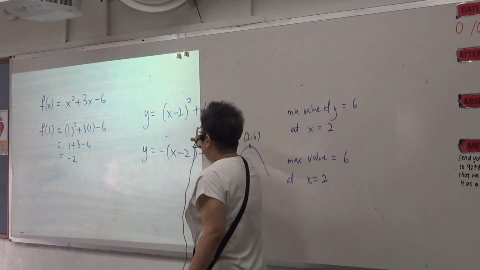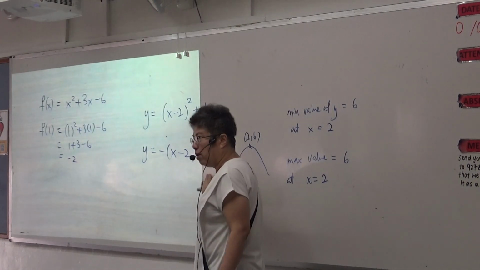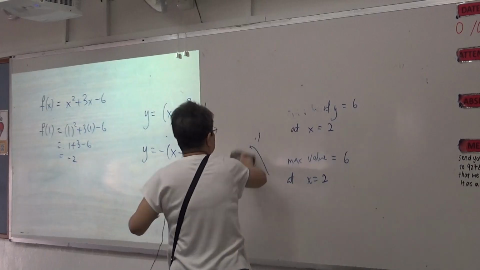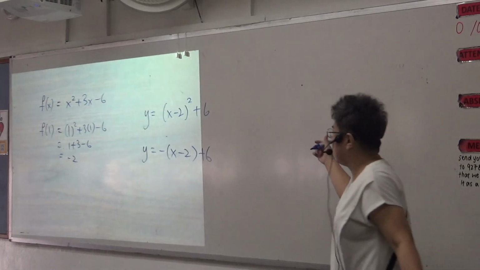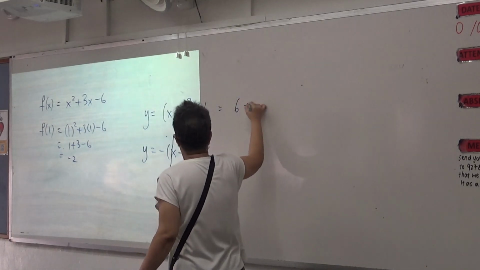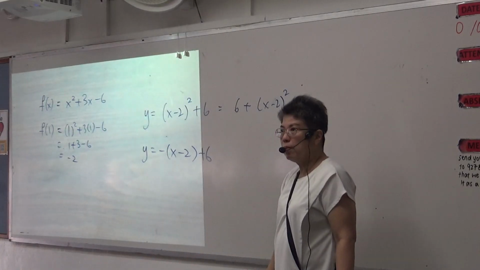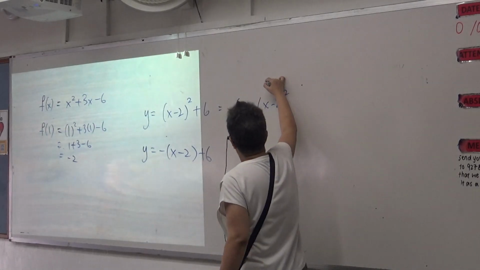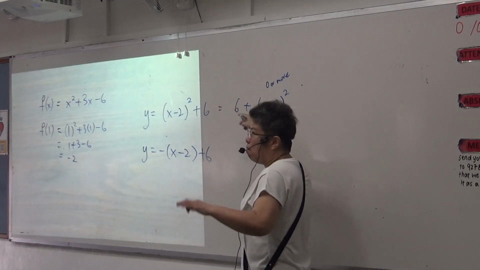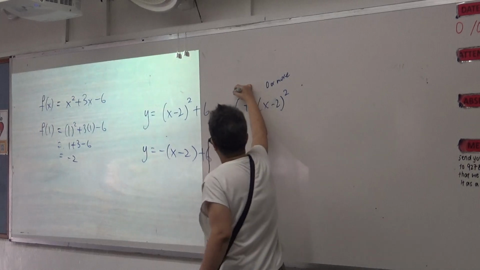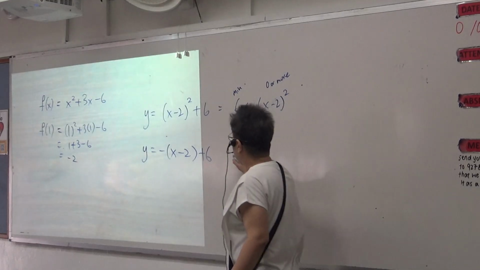Okay. Now, how to look at this one being the minimum value and this one being the maximum value? I'm going to show you over here. Okay. Now, you understand this already? It's very good. Now, let's take a look at this part here. Can you see that I can say 6 plus (x minus 2) squared, right? Okay. Can you see that this one is either 0 or more? That means this one must be 6 or more, right? That's why this is the minimum value. Everybody clear? Everybody clear?